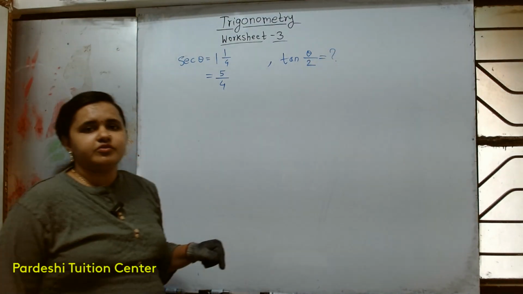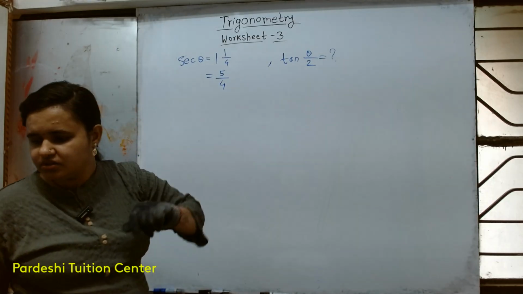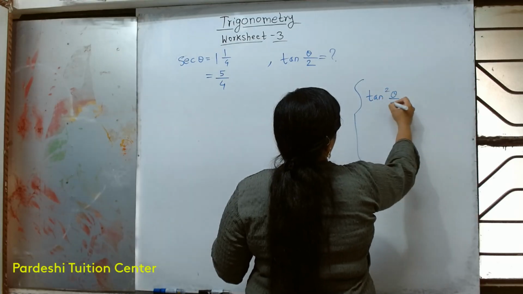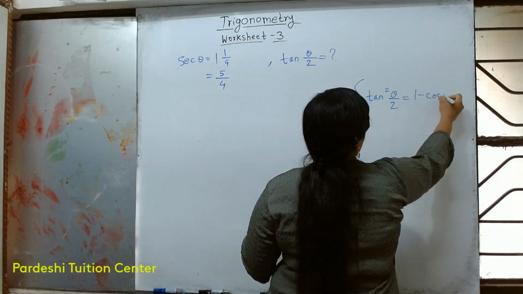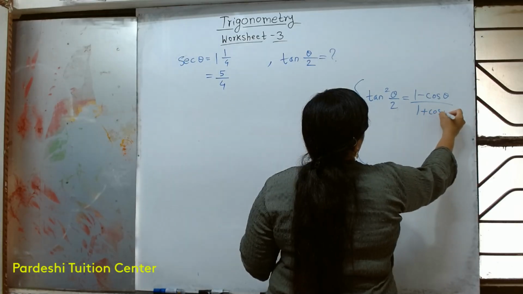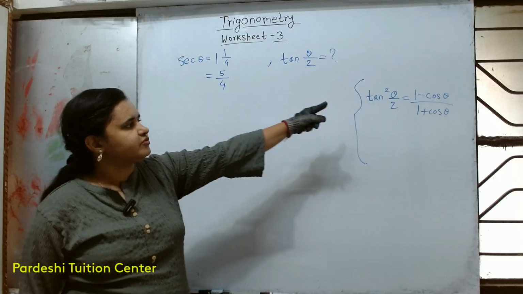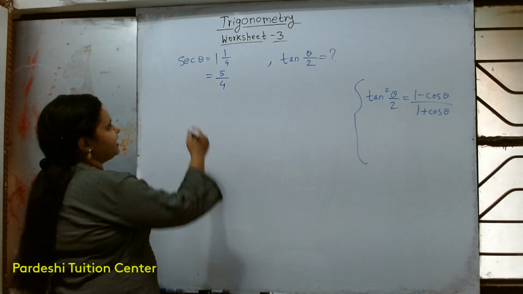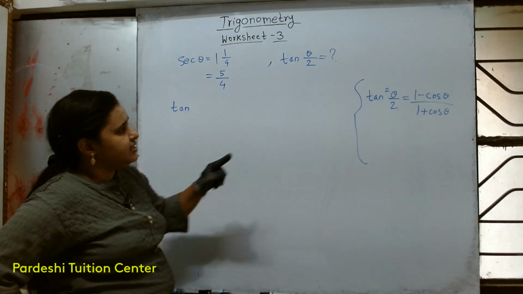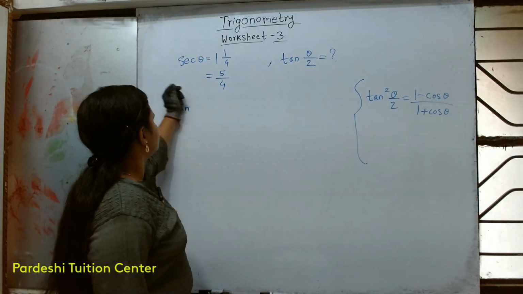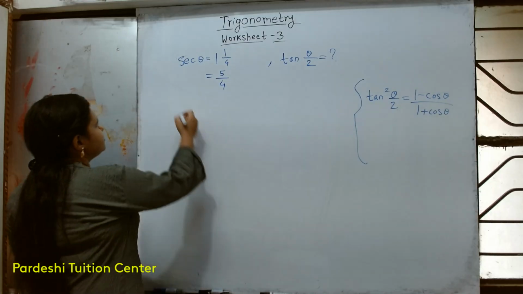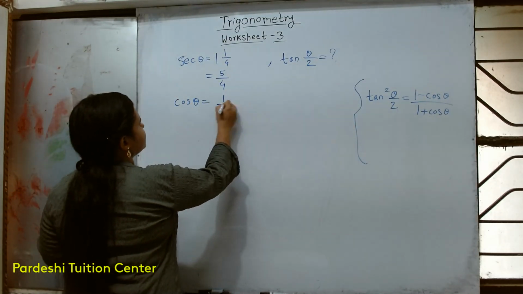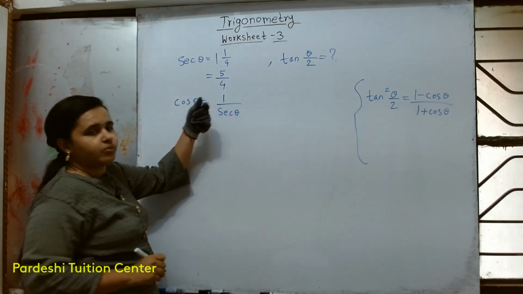Again, what was the formula for tan square theta by 2? Tan square theta by 2 was 1 minus cos theta upon 1 plus cos theta. That was the formula, so from that we can calculate. Now here it is cos, but cos is not given, so first we have to calculate cos. Cos theta is the inverse of sec. So cos theta is 1 upon sec theta.